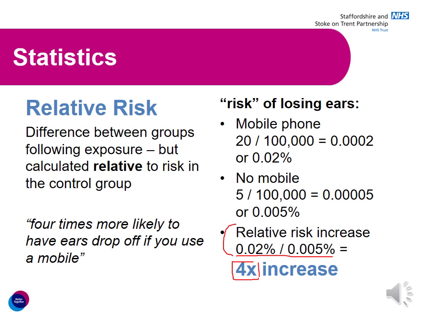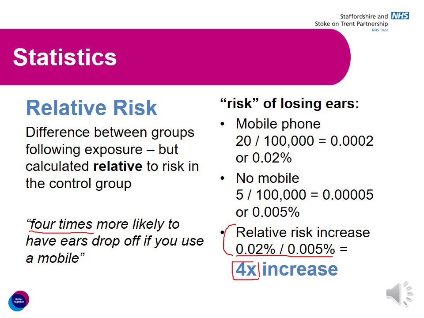In other words, you're 4 times more likely to have your ears drop off if you use a mobile phone, according to that study. Now, of course, if someone said that to you, you'd start getting worried. But what's interesting is that this 4 times more likely relative risk value doesn't tell you the whole story. It only gives you the relative risk.